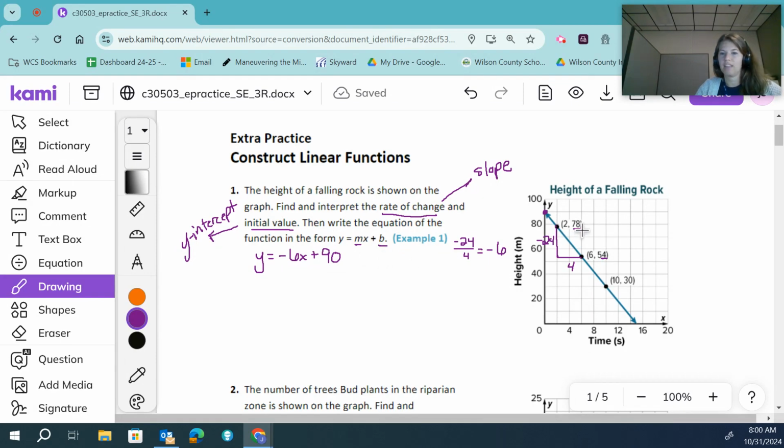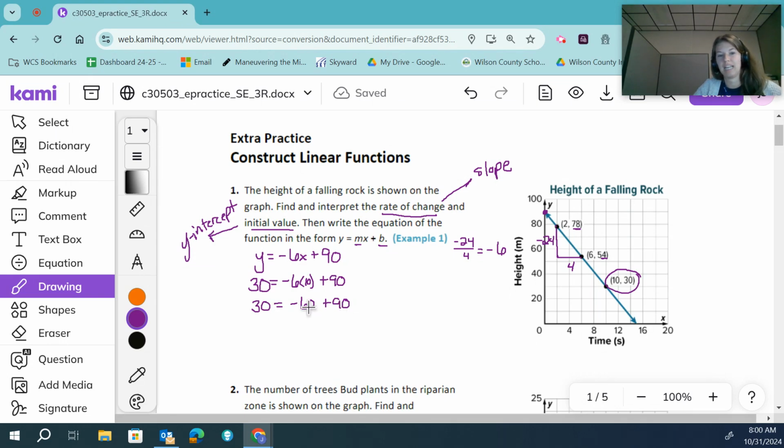I'm going to double check that using these points to make sure that this is correct because it's not 100% clear on a graph. So let's use this point here, 10 and 30. So I'm going to use 10 as my x, so negative 6 times 10 plus 90 equals y, which should be 30. Okay, so negative 6 times 10 is negative 60 plus 90 equals 30.